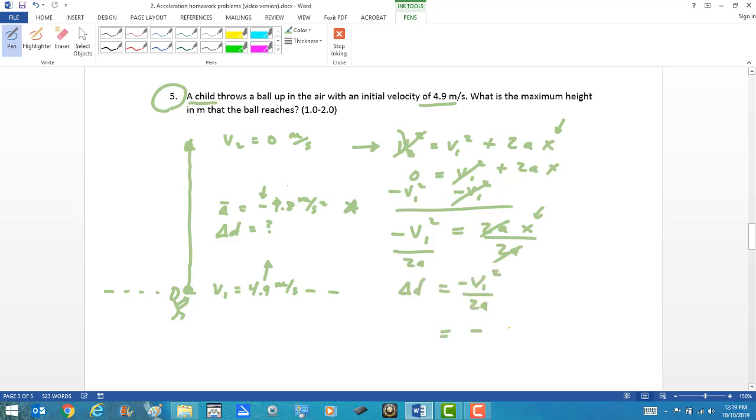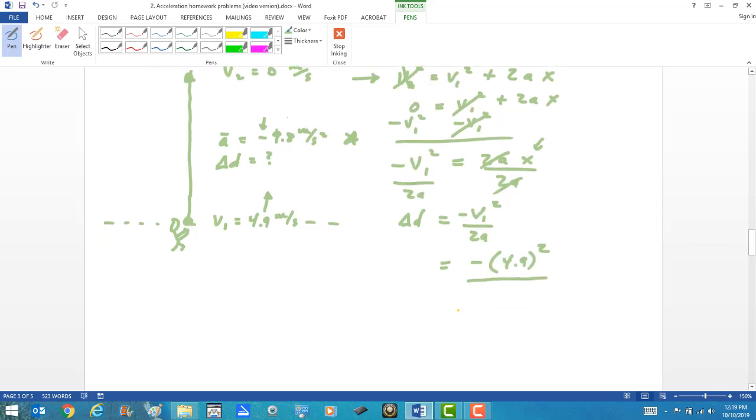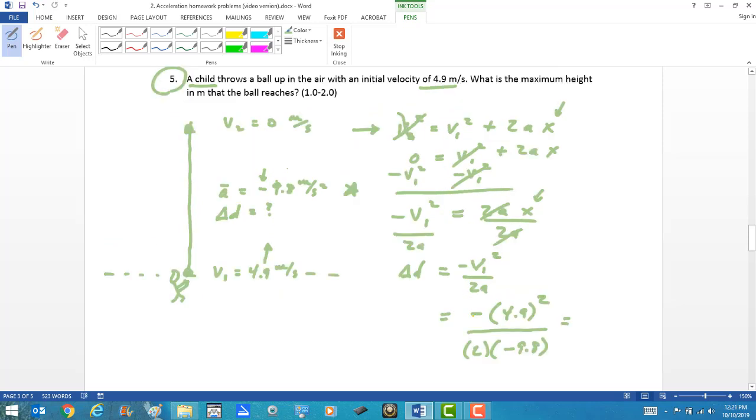So this would be negative 4.9 squared. On the bottom, you're going to have a 2 and a minus 9.8. It's not negative 4.9 quantity squared. It's 4.9 squared. Get a number, and then put a negative sign out in front of it. And you divide it by 2 and divide it by negative 9.8 in the denominator. It's closer to the 1 than it is to the 2.